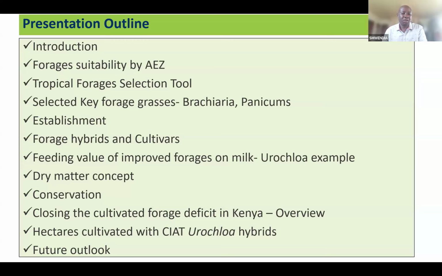We shall also look at selected forages, in this case, the Brachiaria, also known as Urochloa, and the Panicums, also known as Megathyrsus. I think it's in the recent past that these two genera have been changed by taxonomists into the two names I've just mentioned. So when I say Brachiaria or Urochloa, I refer to the same thing, or Panicum and Megathyrsus, I refer to the same thing.